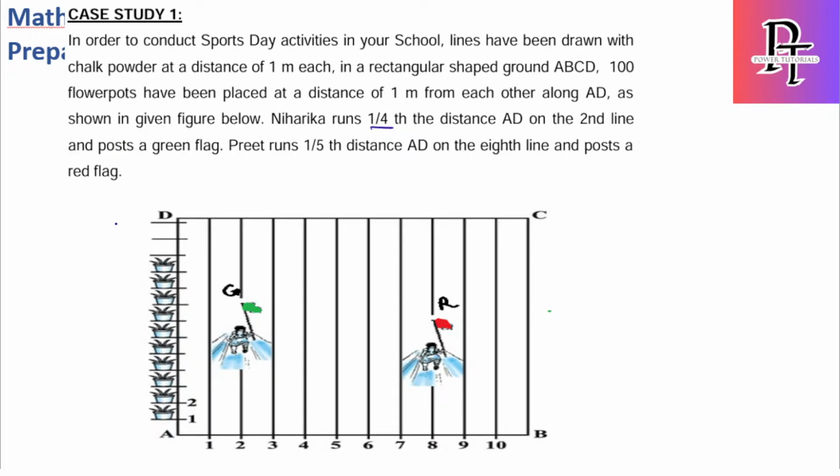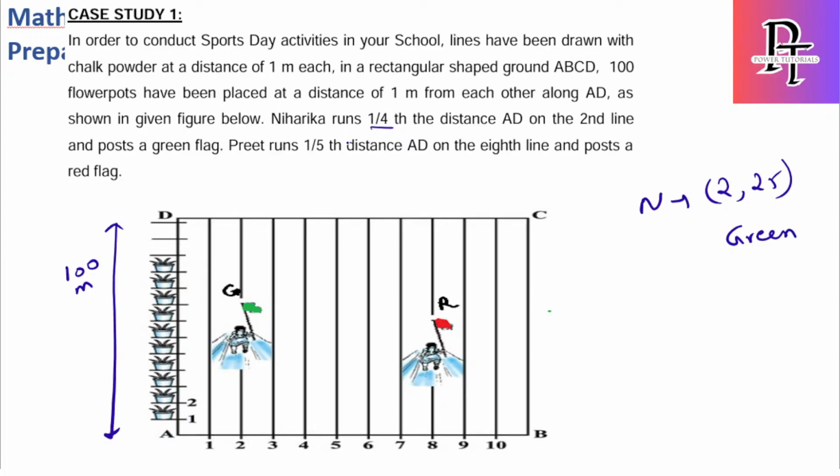AD distance, how much have they mentioned? AD distance is 100 meters. So what is 1/4 of 100 meters? It is 1/4 into 100, which is 25. So I can say Niharika's position is, here you can see the second lane, so it is 2 comma 1/4 of 100, which is 100 by 4, which is 25. And here what they have placed is a green flag. Next, in the second lane, post a green flag.